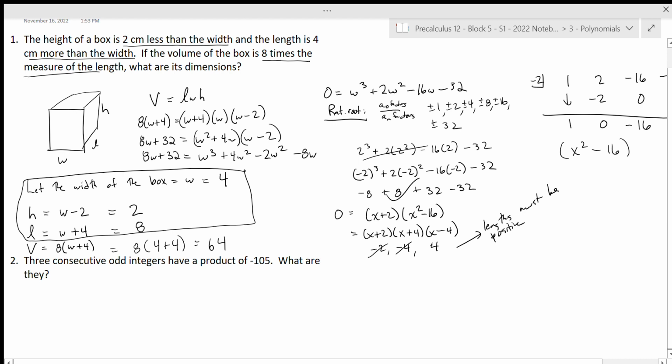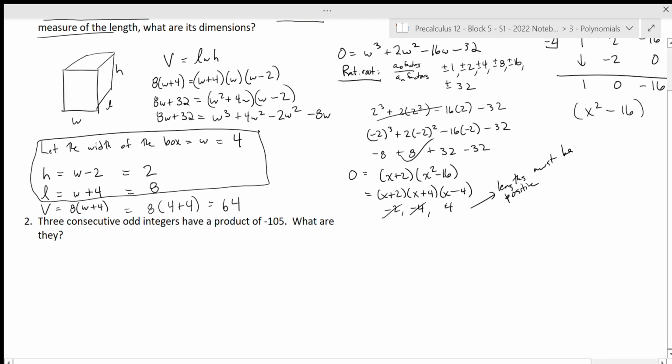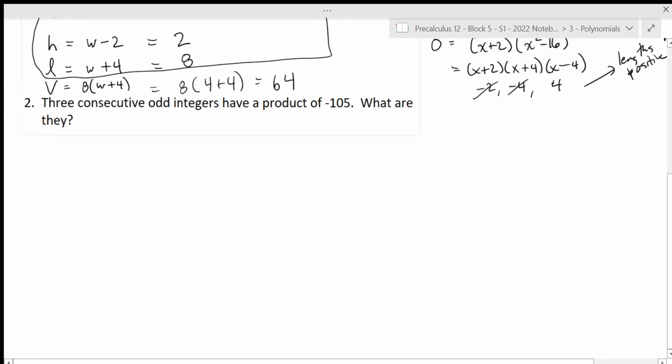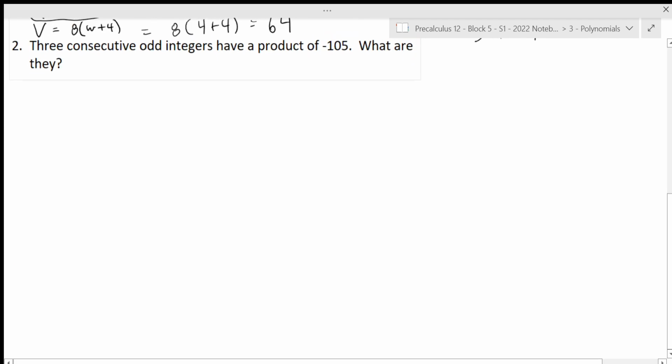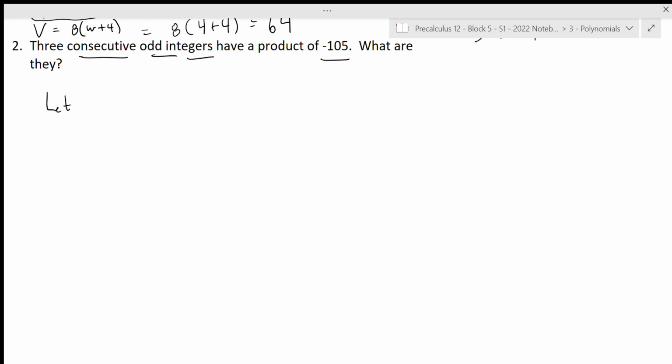Okay, so we're actually putting together all of the methods that we've already learned for how to solve these problems. Let's take a look at another problem. 3 consecutive integers have a product of 105. What are they? So how do we write consecutive odd integers? They're integers in a row, so they have a product of negative 105. Okay, so if I let the first integer equal, well, it has to be an odd number. How do I make sure it's going to be an odd number?